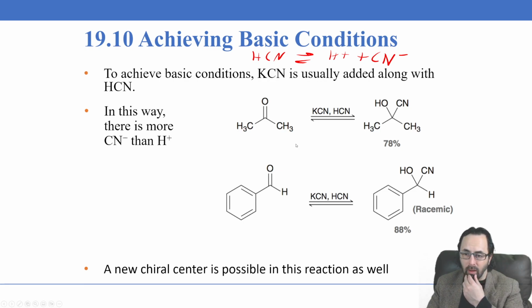Now, when this reaction occurs, it does favor the formation of the cyanohydrin. You can see here acetone undergoing this reaction produces about a 78% yield of the cyanohydrin, leaving only about 22% of the reactants remaining. You'll get an even greater proportion of products here, an 88% yield for this benzylic aldehyde.